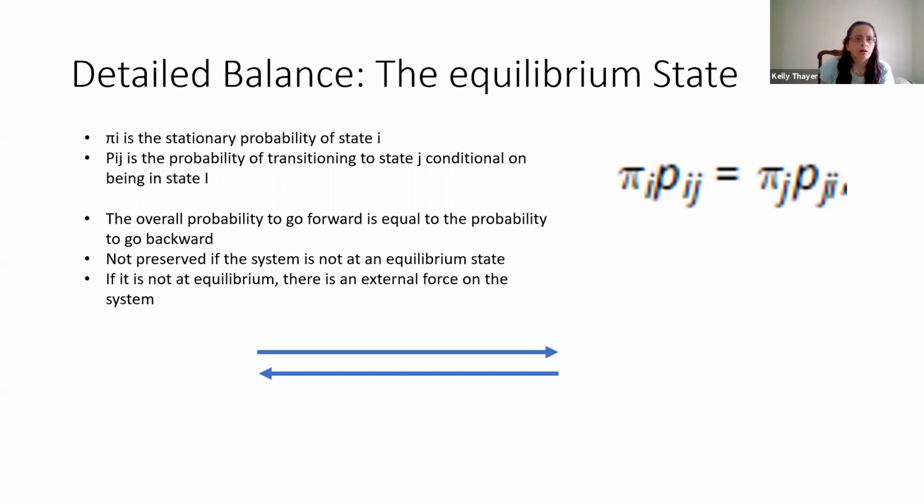So pi_i is going to be the stationary probability of state i, and by stationary, what we mean here is equilibrium. So P_ij is going to be the probability of transitioning to state j conditional on being in state i. So the overall probability to go forward is going to be equal to the probability to go backward. If it's not a preserved system and it's not at equilibrium, then this won't hold. And if it's not an equilibrium, then it means there's an external force on the system, which you can use Markov State models to model. But if it is an equilibrium one, then this is what you should see.